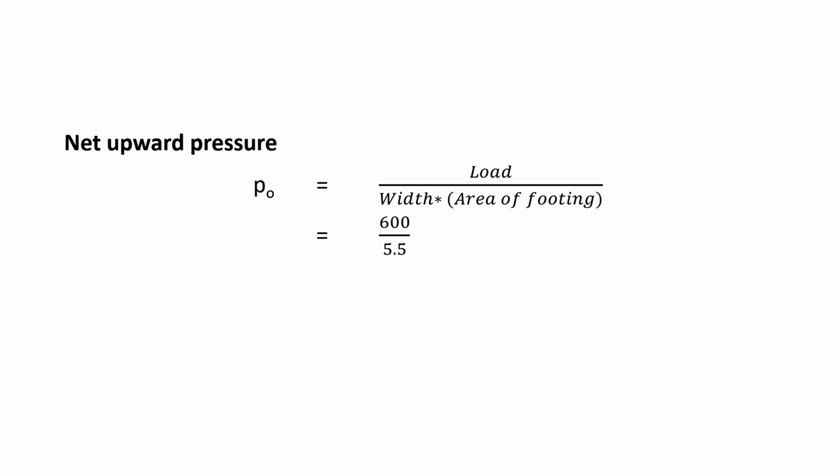And then calculate the net upward pressure. The net upward pressure formula is load by width into area of footing. So the given load is 600 by 5.5, that is 109.01 kN per meter square.